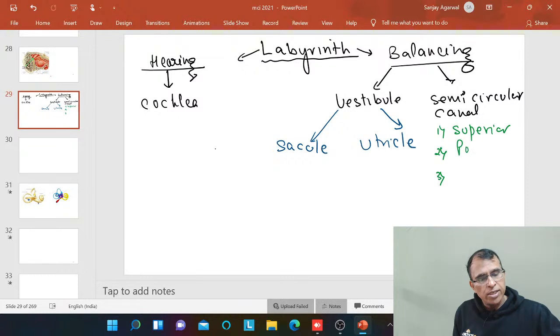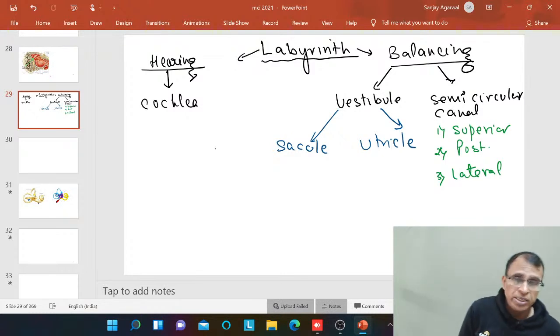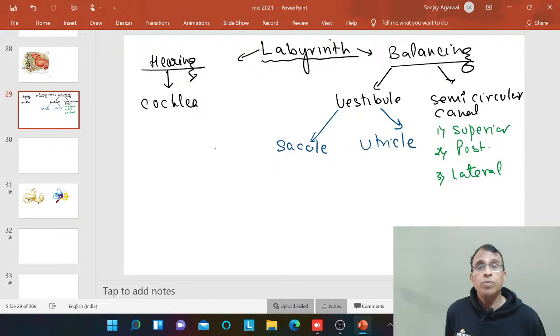We have posterior canal. And we have lateral canal. So these are the parts of the labyrinth. Lateral canal we have mentioned before, isn't it? Remember lateral canal, as shown in the image of the middle ear as well. And if you stimulate the lateral canal, it can cause problems of vertigo and nystagmus and all that. We have done this. But there are other canals also, posterior and superior also.